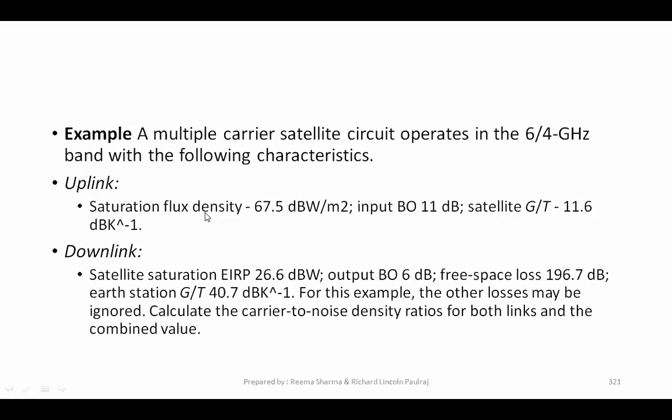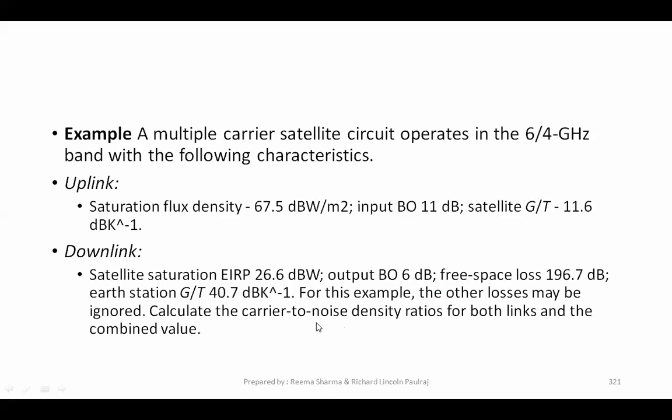So your flux density, okay, flux density is denoted by psi, right? Is about 67.5, and your input back off is 11, and your G by T ratio is about 11.6. So this is for your uplink, and for your downlink also few parameters are mentioned, and they want us to find out what is going to be the parameters, the combined value. Calculate the combined C by N ratio.